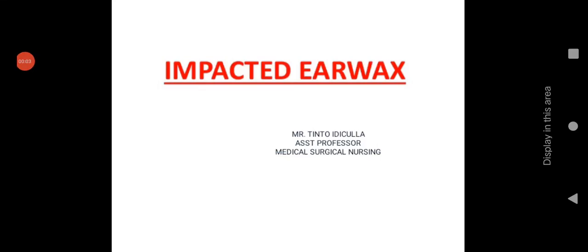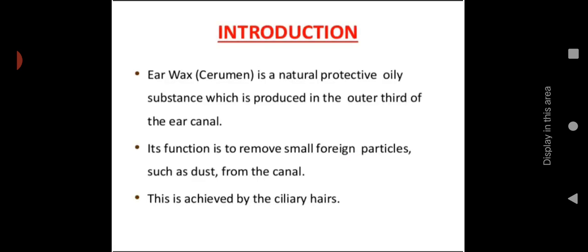Today we are moving to another topic, impacted earwax. Let me introduce the topic. Earwax, or cerumen, the other name for earwax, is a natural protective oily substance which is produced in the outer third of the ear canal.